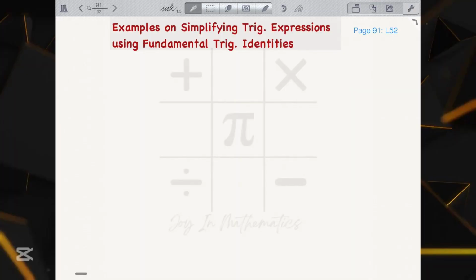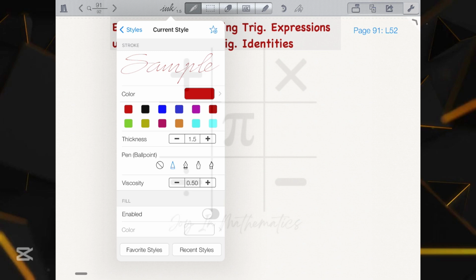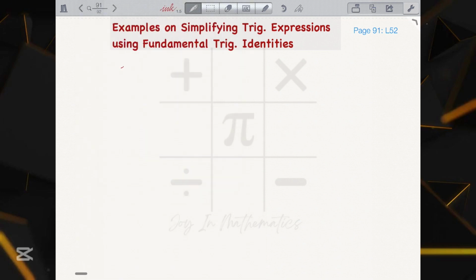Now we have learned the fundamental trigonometric identities, and these are the identities that we use to simplify trigonometric expressions. Let's recall them together. The first one we learned was that sine squared theta plus cos squared theta is equal to 1.